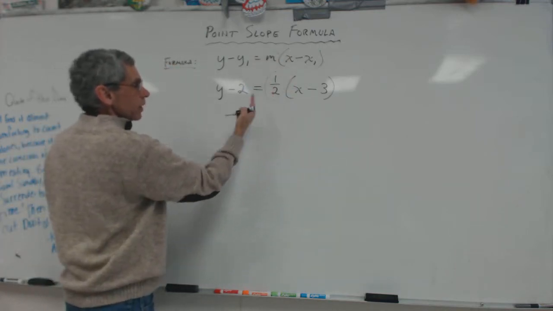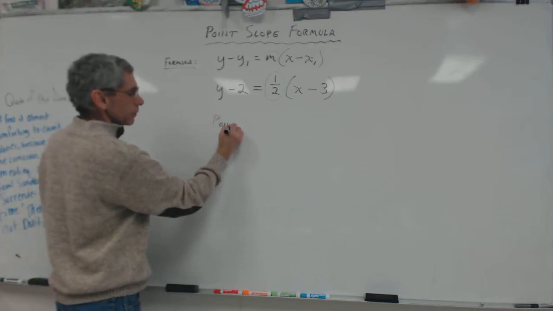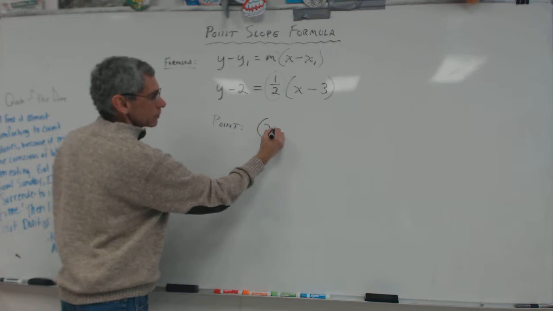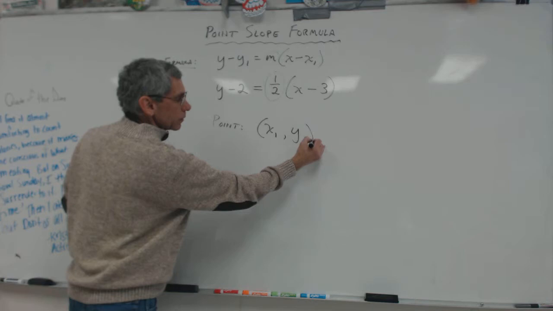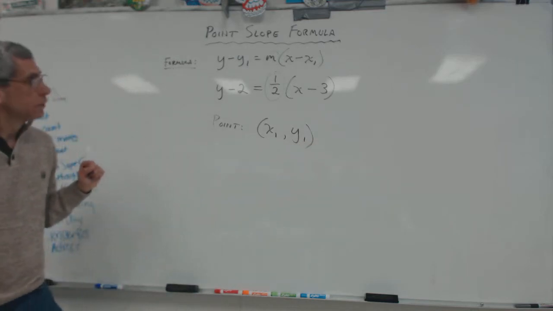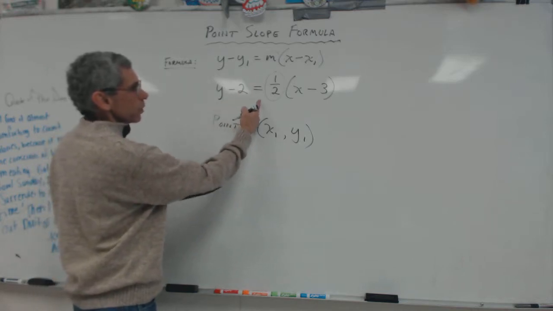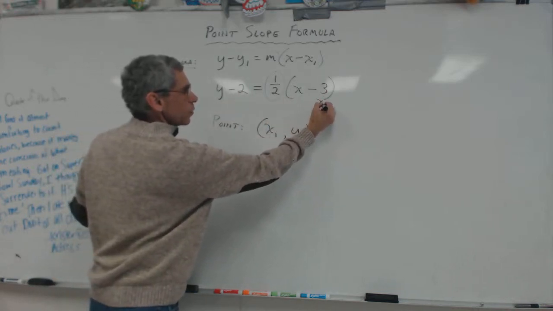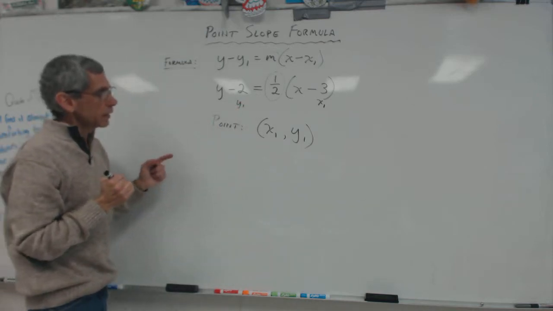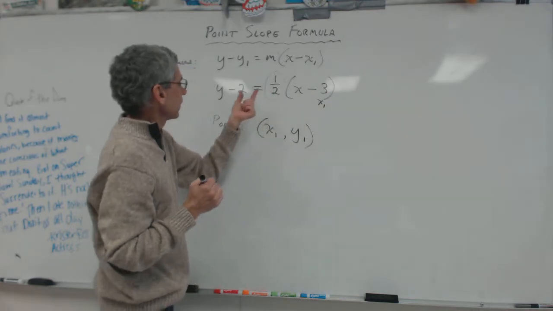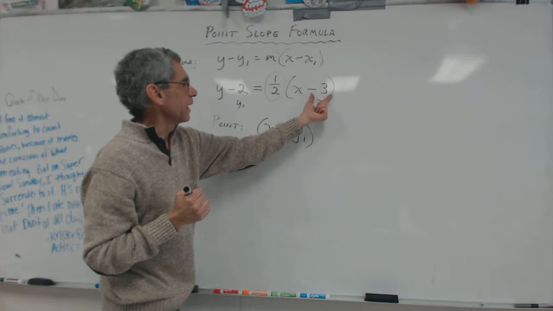Slope is rise over run, so it's perfect. Now the point is this. This is the point: x sub 1, comma, y sub 1. So what is the point in this? This is my x sub 1, and this is my y sub 1. And it looks like it's -3 and -2. Do you agree with me? That's what it looks like, a -3 and a -2.